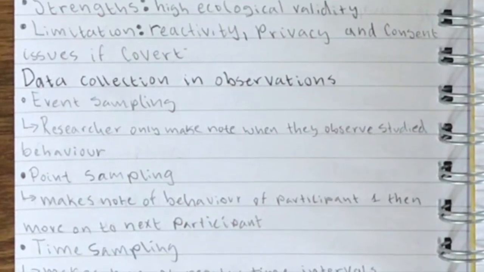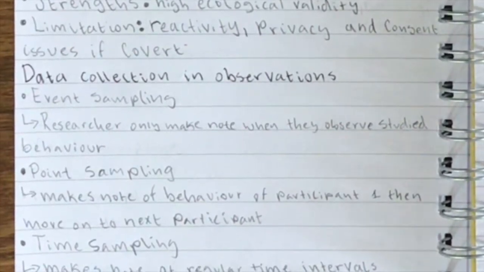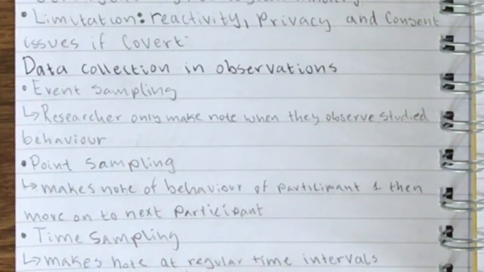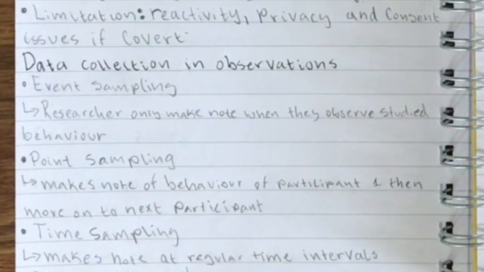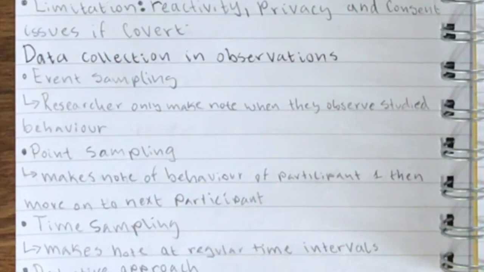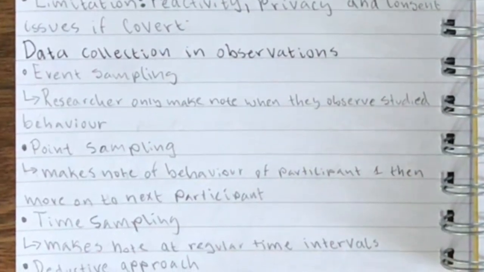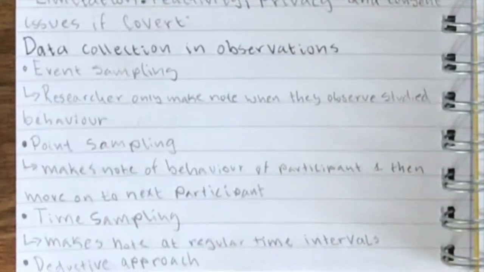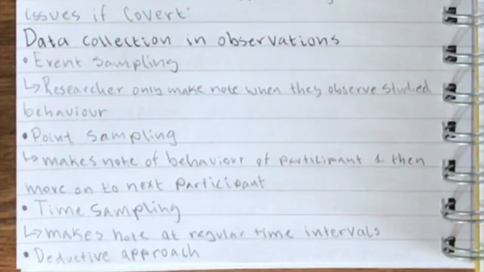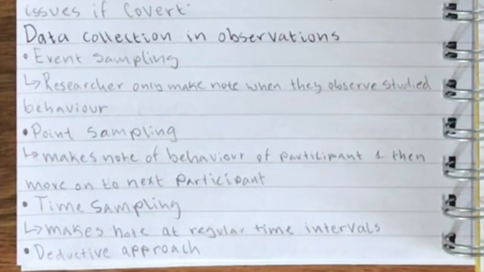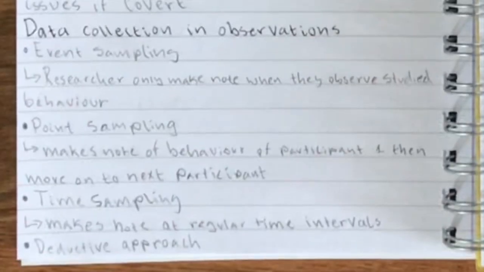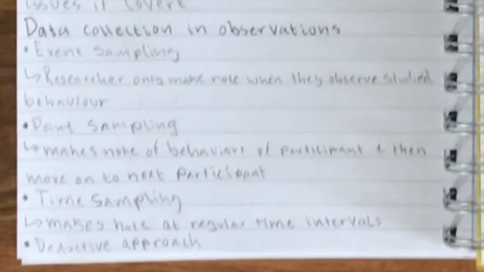Now, the next one is point sampling, which is when you make note of behaviors of one participant and then you move on to the next one. So for instance, you have participant 1, 2, and 3. You take note of everything you want to take note of for participant 1, and then you do participant 2, and then participant 3. And then the last one is time sampling, when you make notes at a regular time interval. So every 30 seconds, you write down what the participant is doing. I mean, that's a lot, but whatever the case may be, you would do it like that.